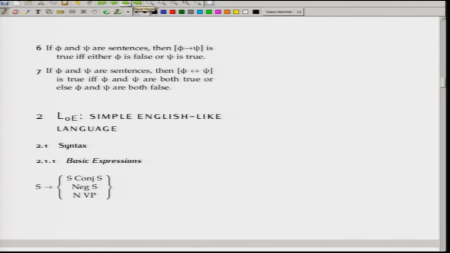Now, we can see what happens to a sentence like this. This is something we have to see how we can understand. Basically, this is saying that phi implies psi is actually neg phi or psi. I always confuse these two negation signs. Now, we need to see how this can be justified, because we haven't seen this so far. So, I will try to explain this in a simple way.